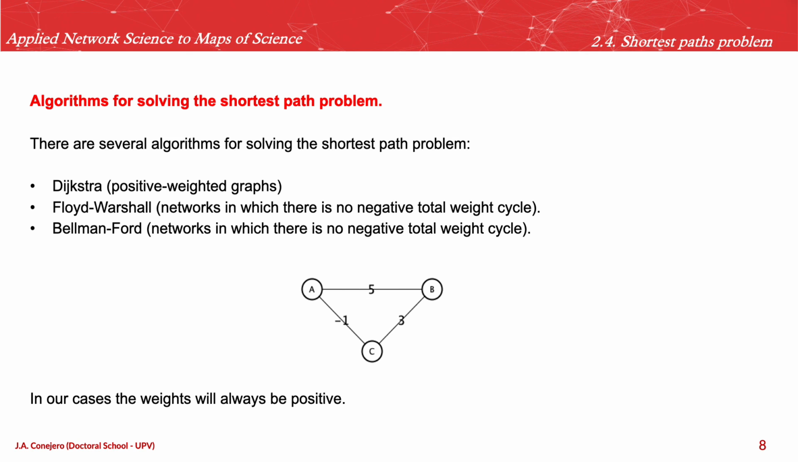So what we see in the picture is a graph with three edges, one of them negative, but if we look at the cycle, it is 5 plus 3, 8, minus 1 is 7, so it is still of positive total weight. So we could apply one of these algorithms to find the shortest path. Nevertheless, in all the cases that we are going to see in the course, our graphs will have positive weights, and therefore there will be no problem.